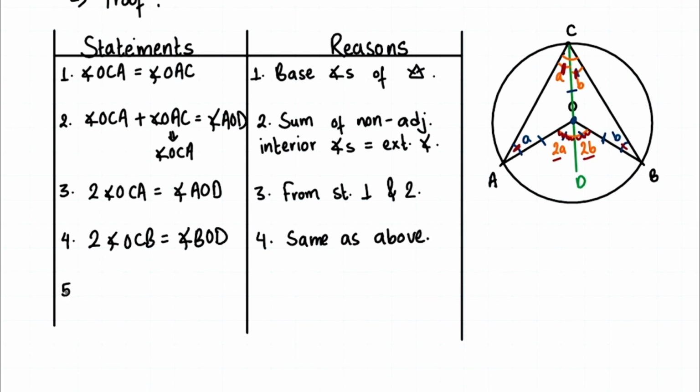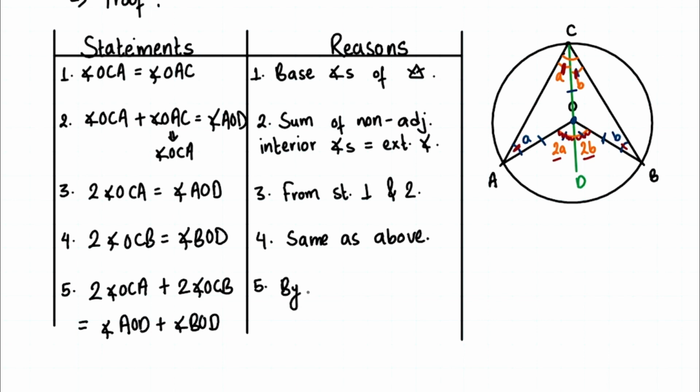Now in number 5, what we are going to do is add these two statements, number 3 and number 4. When we add that, we'll get 2 angle OCA plus 2 angle OCB is equal to angle AOD plus angle BOD. So this is by adding statement 3 and 4.